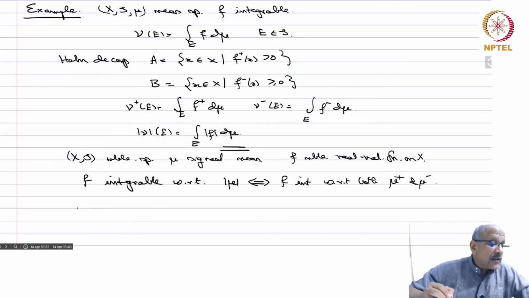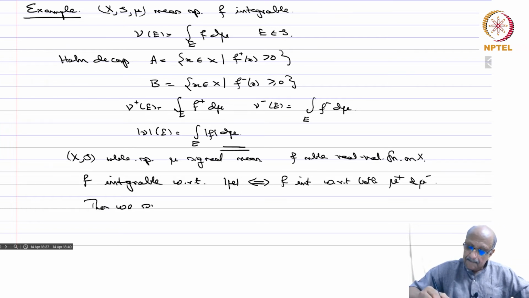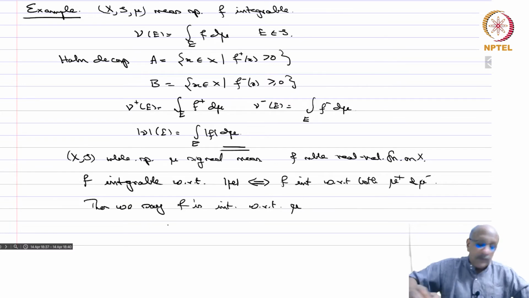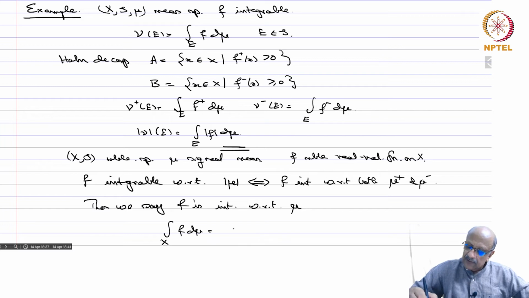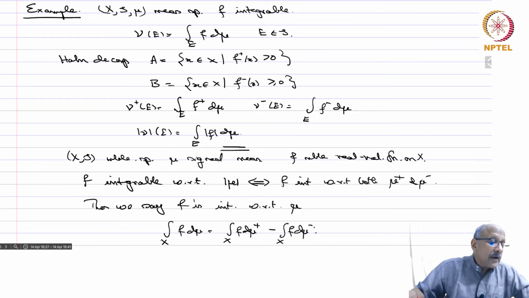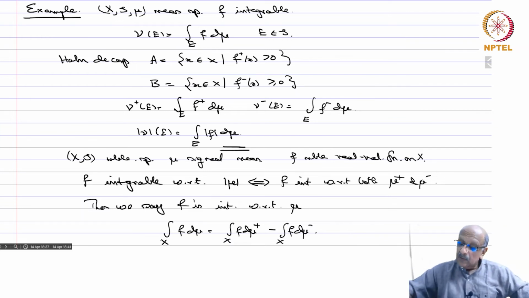So if F is integrable with respect to the signed measure, then we say F is integrable with respect to mu, which is now a signed measure, and you define integral over X of F d mu as integral over X of F d mu plus minus integral over X of F d mu minus, where mu equals mu plus minus mu minus, the Jordan decomposition.